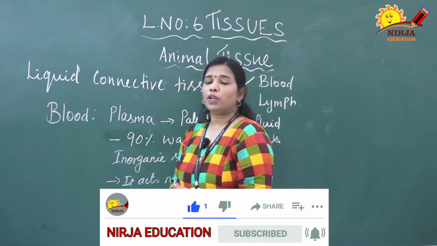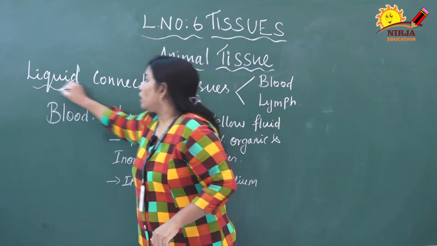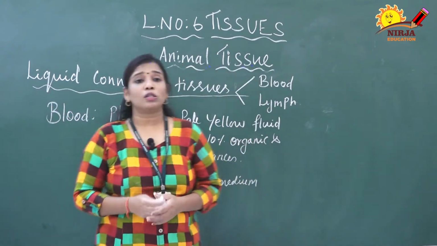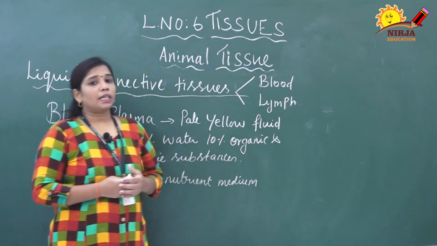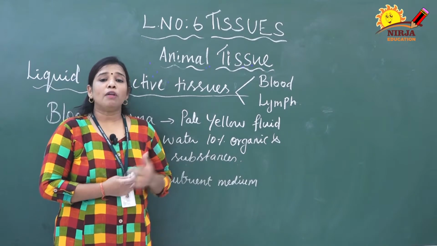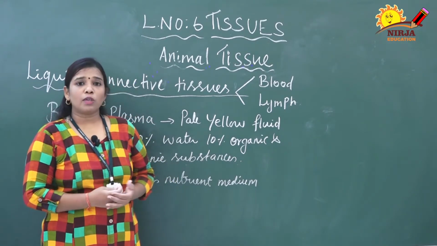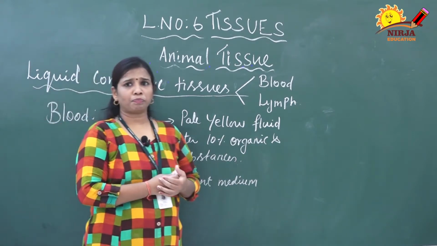In this video, we are going to discuss liquid connective tissue. This liquid connective tissue is also called vascular tissue. Here, the connective tissues are present in liquid form also. Examples of the liquid connective tissues are blood as well as lymph. First, we are going to discuss blood.